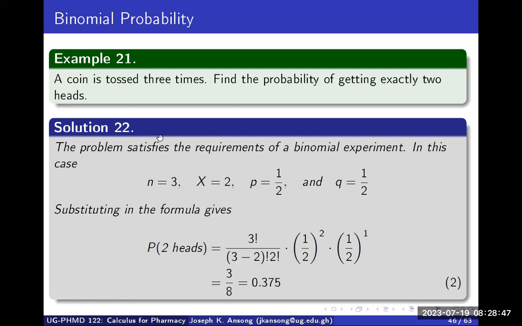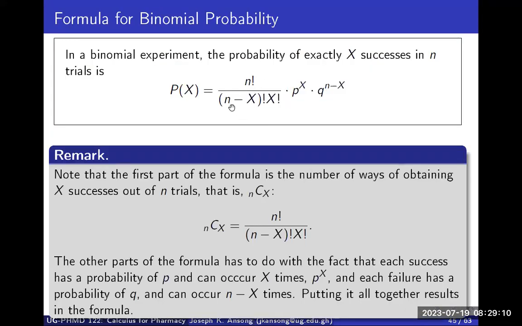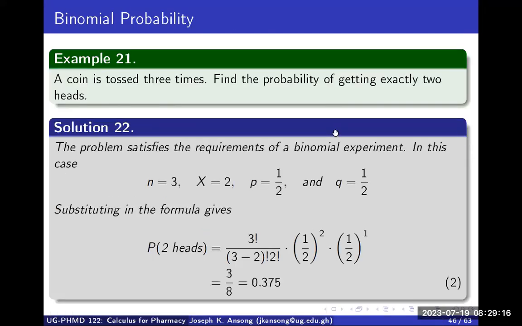So how do we get it? A coin is tossed 3 times, so the number of trials is 3. We want the probability of getting 2 heads, so let X be 2. Now, when you toss a coin, the probability of a head on each toss is just 1/2. The failure is also 1/2. So we have all the ingredients, and we plug them into the formula: N factorial over X factorial times N minus X factorial, P to the X, Q to the N minus X. Plug these numbers in and compute it. The probability of getting 2 heads is 0.375.